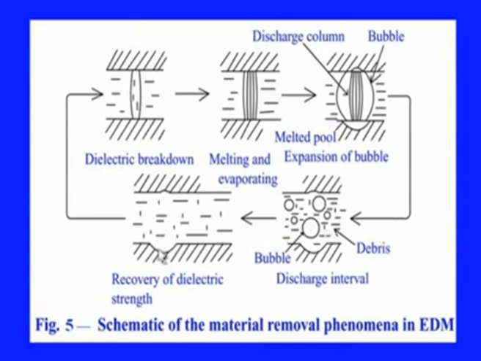Since the material is eroded here, now the distance between this and this gets increased. Therefore, the next sparking will take place through the nearest points, like through this or through this, and thereby a uniform removal of material will take place throughout this zone of the tool and workpiece interaction.